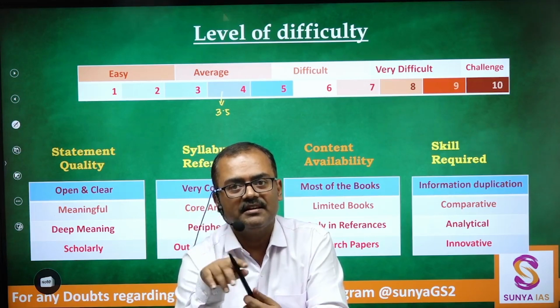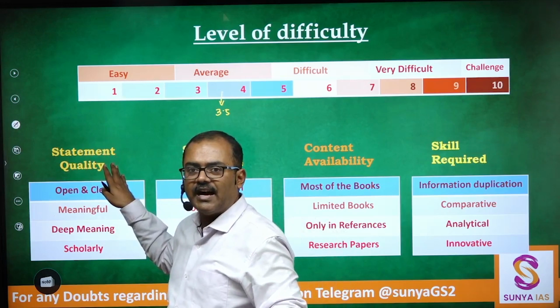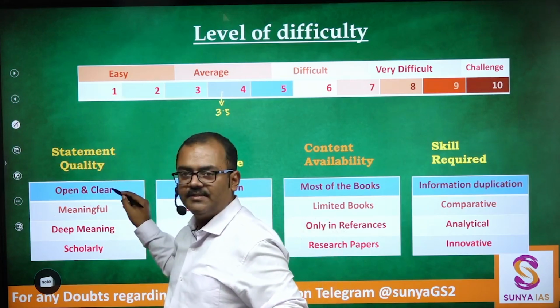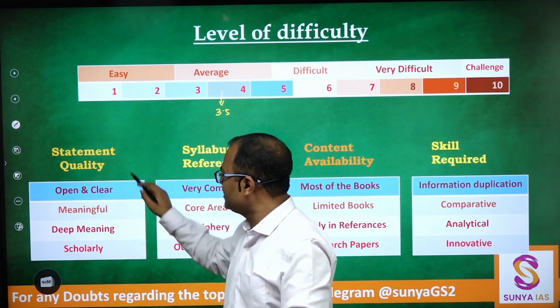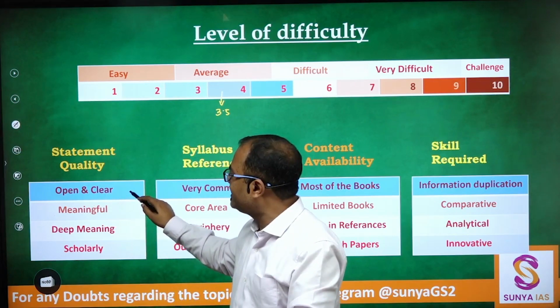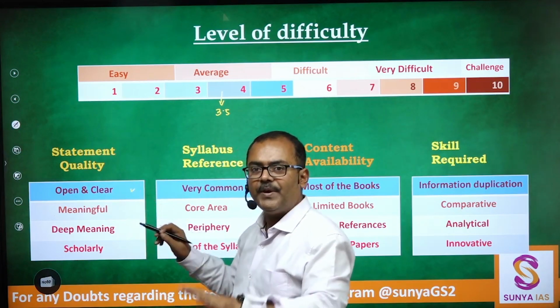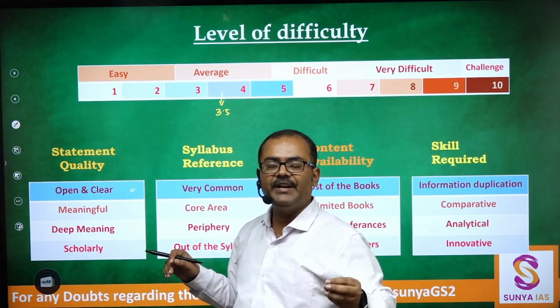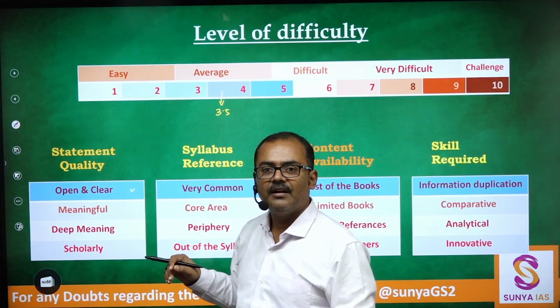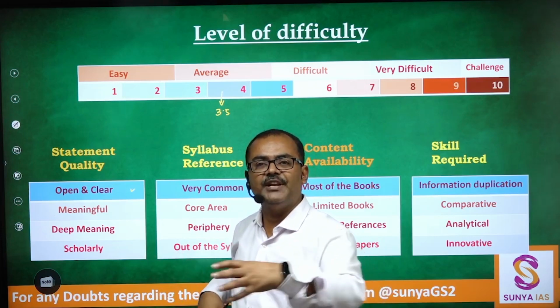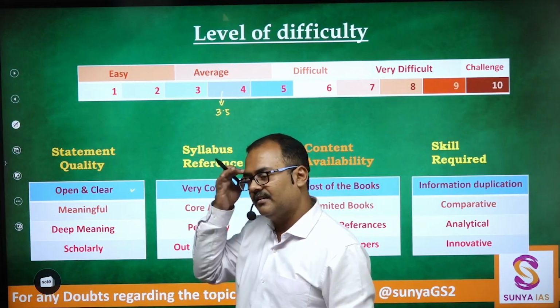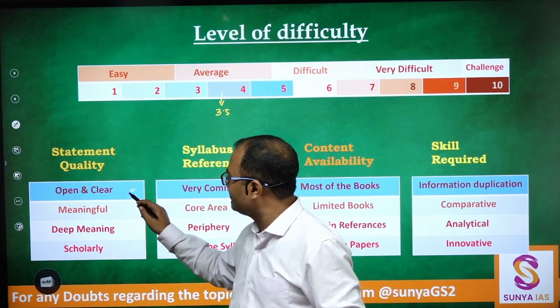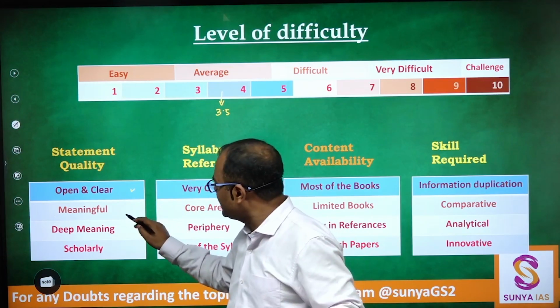I will discuss it. So question statements are very important. Statement quality is important. Some questions are open and clear. Open and clear means the statement itself is the answer, like 'President of India is a rubber stamp,' or 'Planning Commission or Niti Aayog is a super cabinet.' You don't have to make it clear, it's open and clear. Some questions are meaningful.